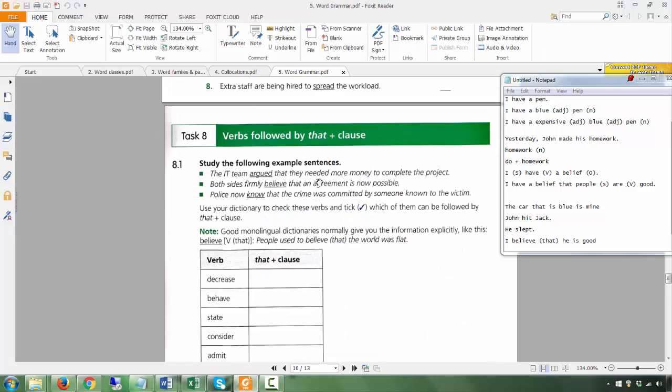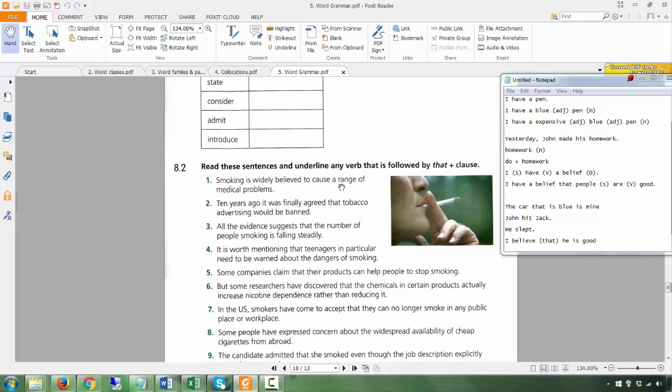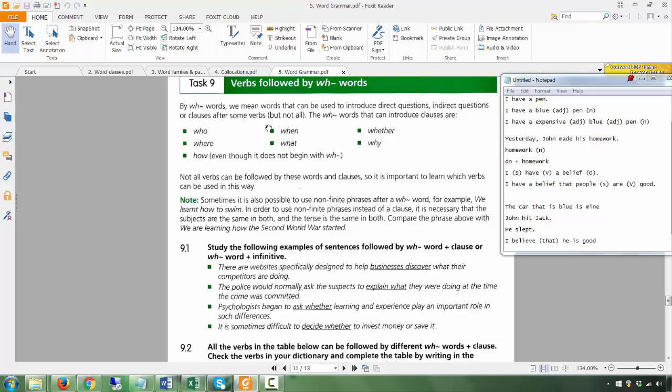So this is that plus clause. Which verb uses this pattern? Just tick the verb that uses this pattern, and then underline any verb with the that plus clause. Okay. And verb with WH words. WH is what, where, how, all that.